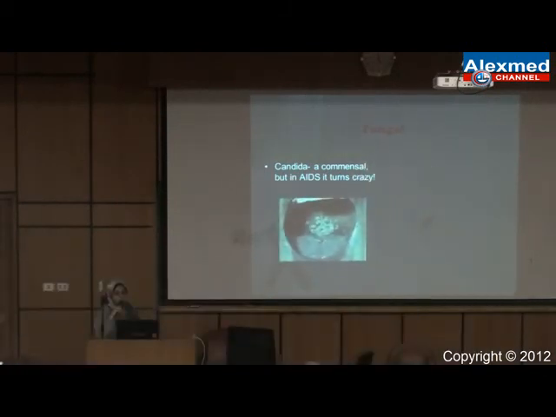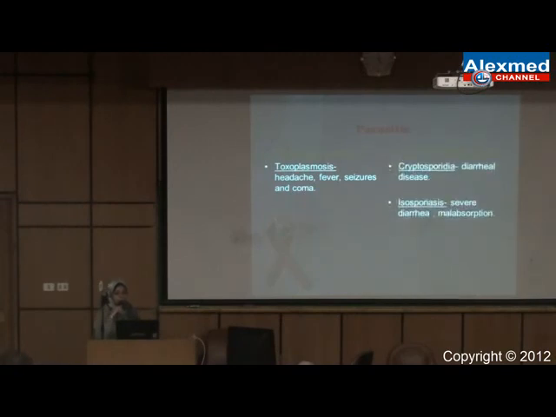Fungal infections. The common infections include Candida. It's a commensal and it helps to regulate the common organisms we have in our body, but in AIDS it turns crazy. Where this balance is disturbed, Candida overgrows other organisms and it causes many infections, including oral infection and vaginal infection. Opportunistic infections include cryptococcosis and Pneumocystis jirovecii causing pneumonia. Parasitic infections include common infection like toxoplasmosis and opportunistic infections, cryptosporidium and microsporidiosis causing diarrheal diseases.